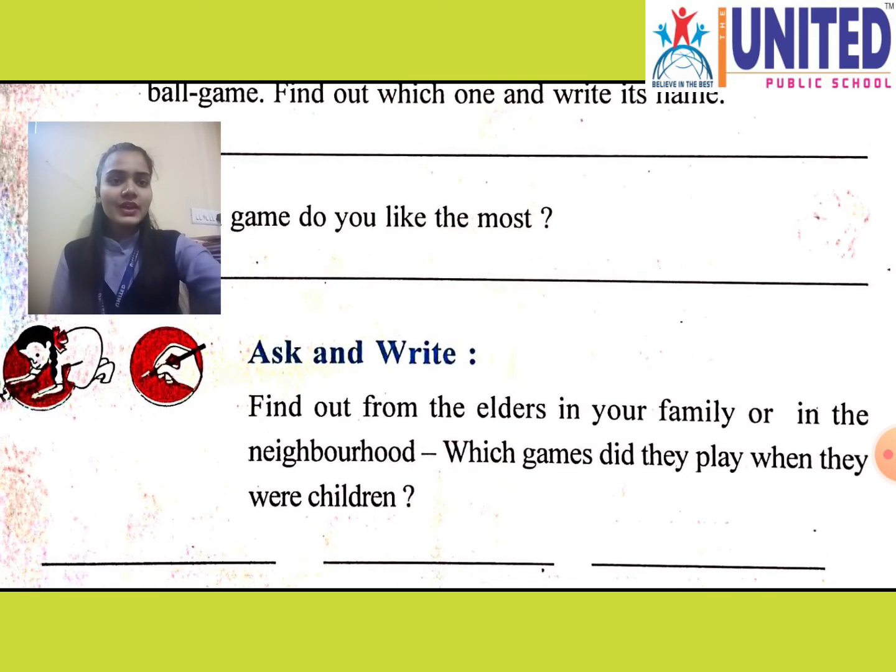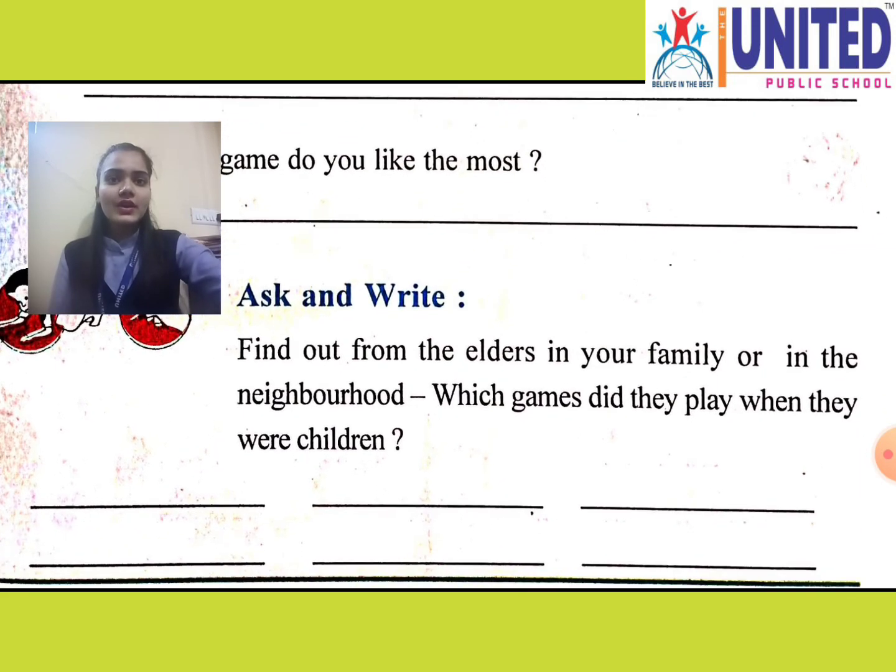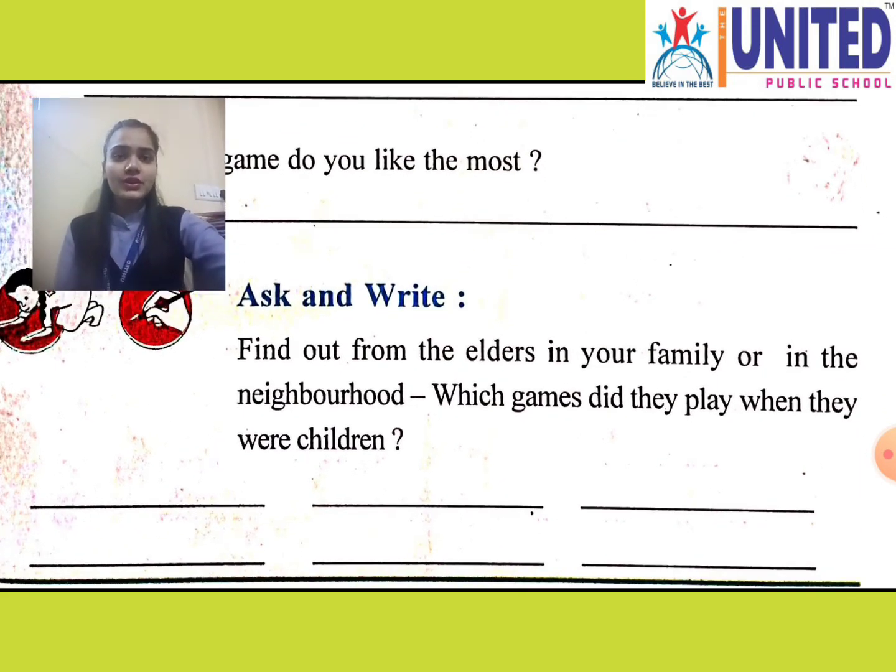Now downside, ask and write. Let's see what you have to do here. Find out from the elders in your family or in the neighborhood which games they played when they were children. You have to write down the name of the game that they were playing in their childhood. This is also your personal question.